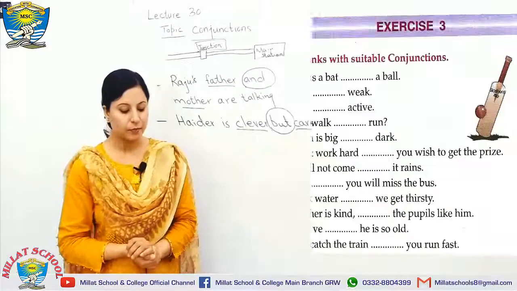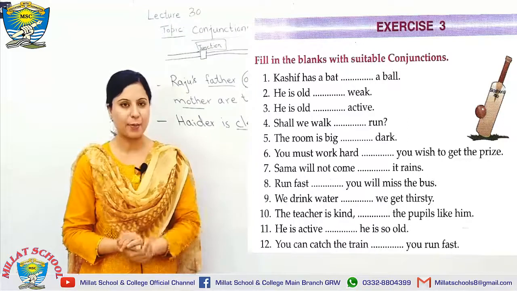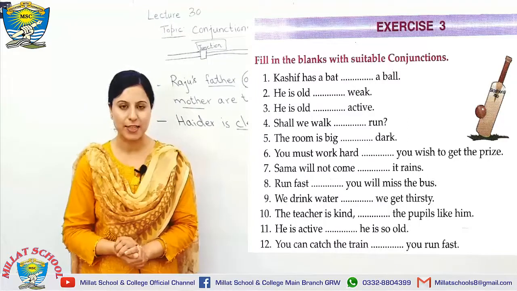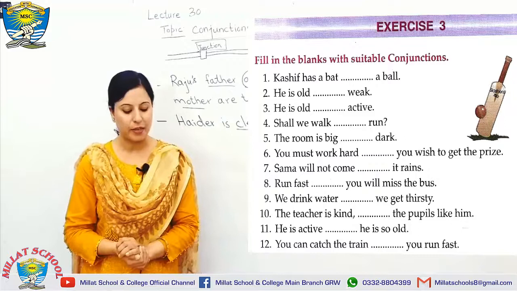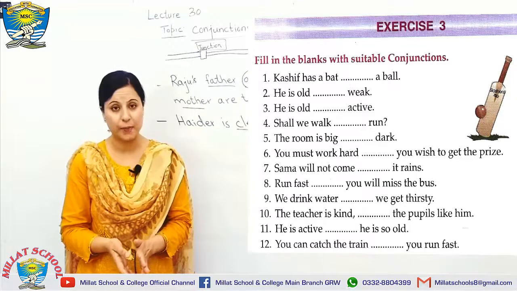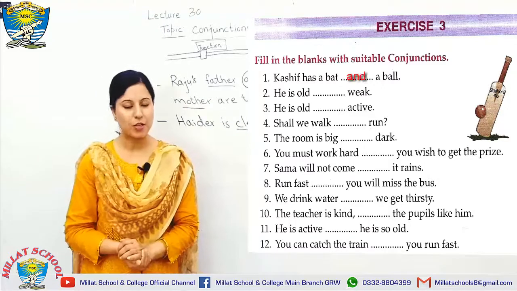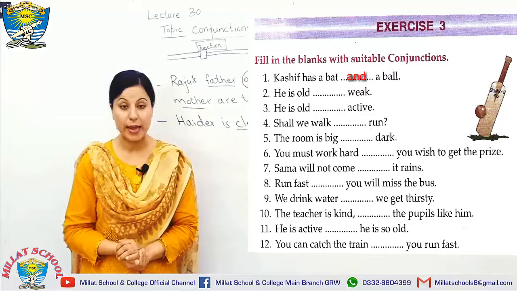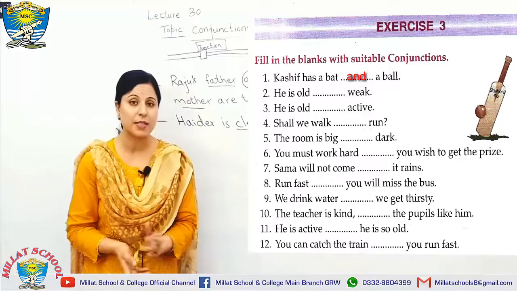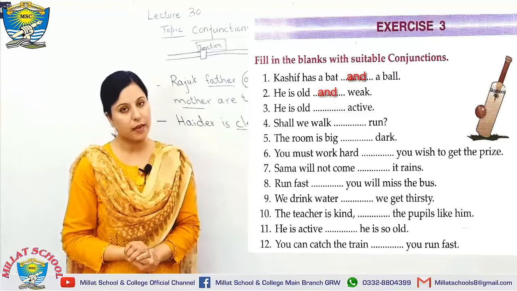Got it? Exercise number 3 on page number 174 is again about selection of the conjunctions. For example, let's see. Number 1, Kashif has a bat and a ball, because we are making a list of two same things, a ball and a bat. So we will use the conjunction and here. Number 2, he is old and weak. Again, we are talking about the same adjectives of someone, that he is old and weak.